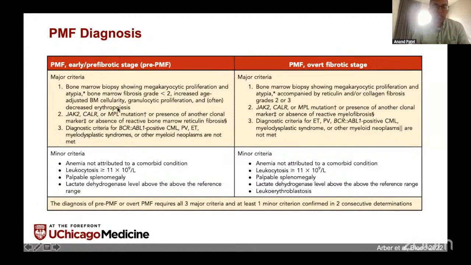There are some criteria that you need to meet to make sure that you don't have other myeloid cancers that could be mimics for primary myelofibrosis. And then there are minor criteria such as an elevated blood count, low hemoglobin, palpable splenomegaly, or an LDH level. Now, when patients have what we call the overt fibrotic stage, the big difference is the amount of fibrosis or scarring. These patients have either grade 2 or grade 3 fibrosis in the bone marrow, again out of a 3-point scale: 0, 1, 2, or 3. But the other criteria are very similar.